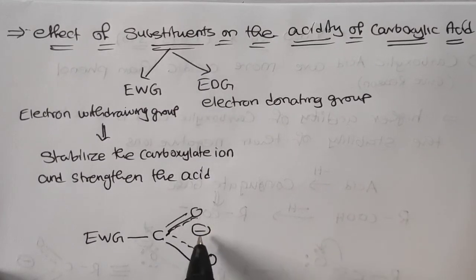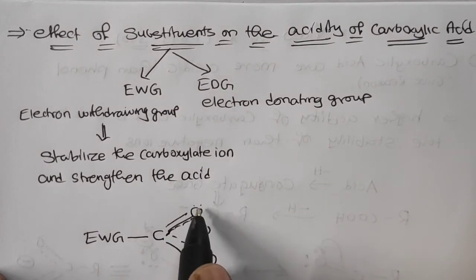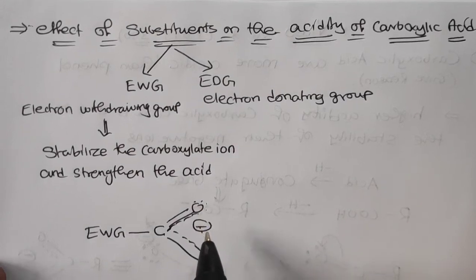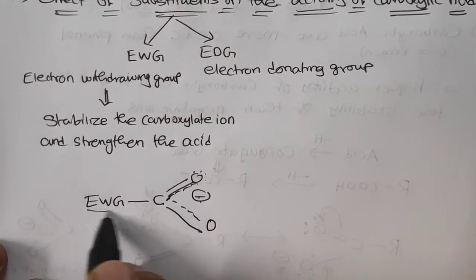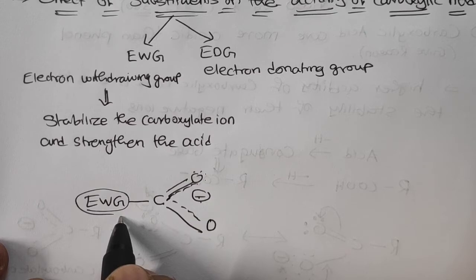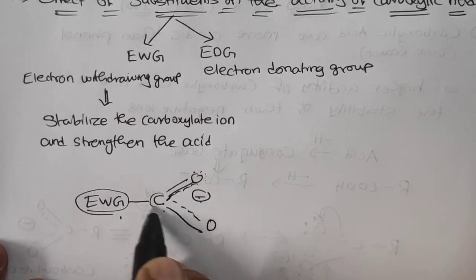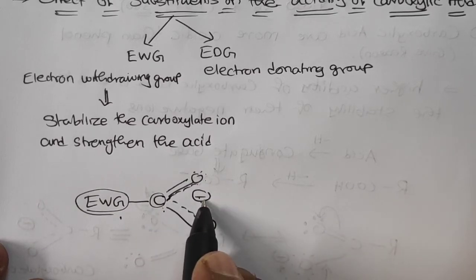Right? So what will happen? The negative charge is there because more electrons are present, that's why the negative charge is there, right? So what will this electron withdrawing group do? It will stabilize this carboxylate ion, meaning there is no need of extra electrons.